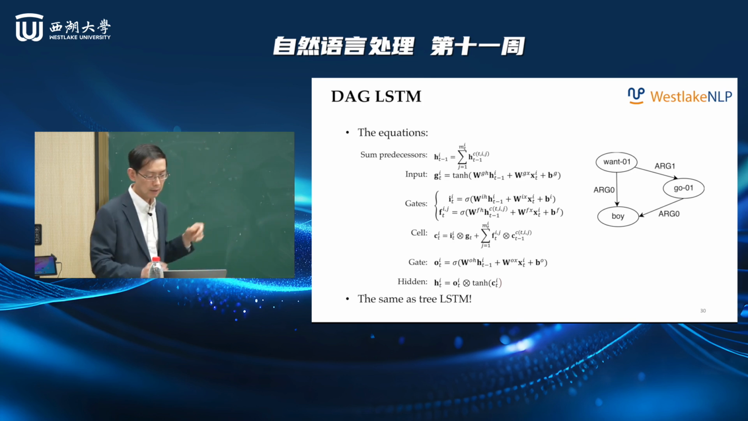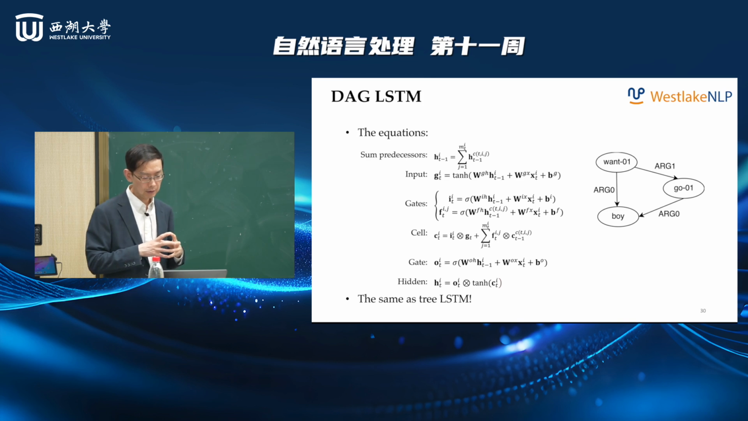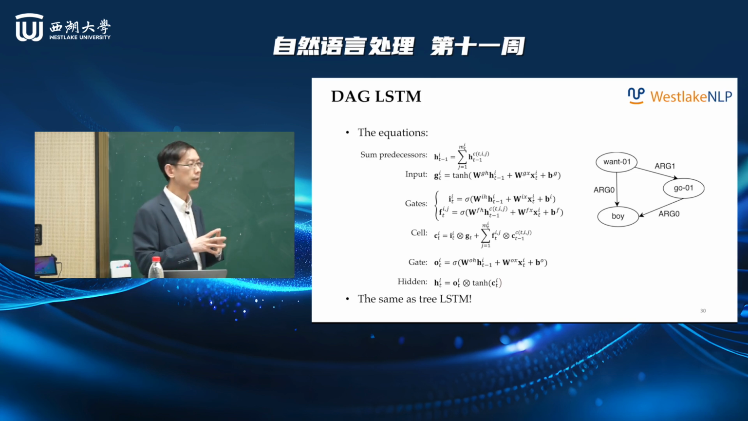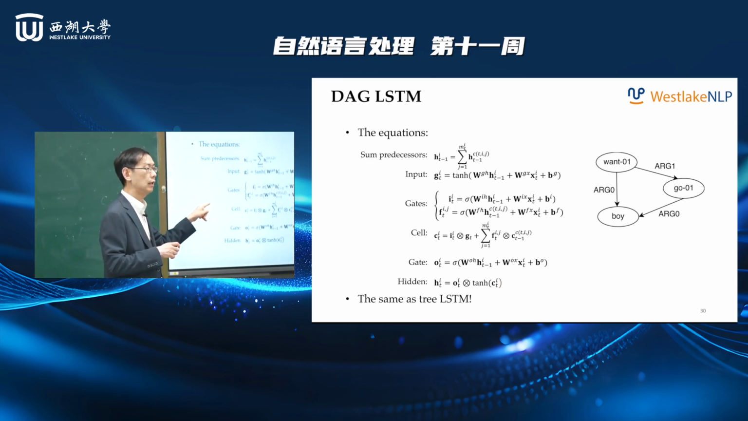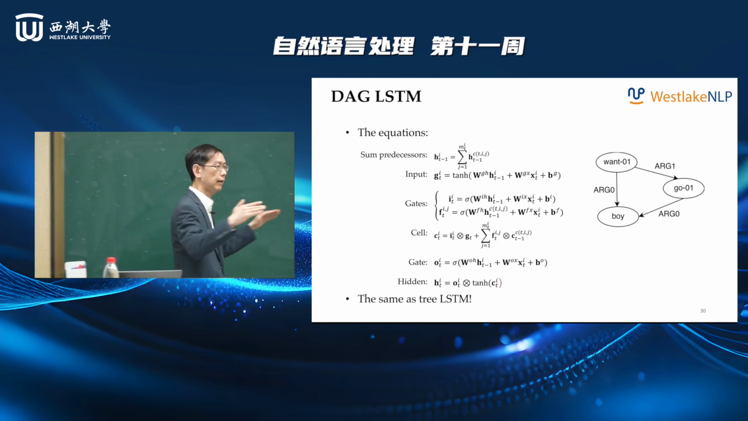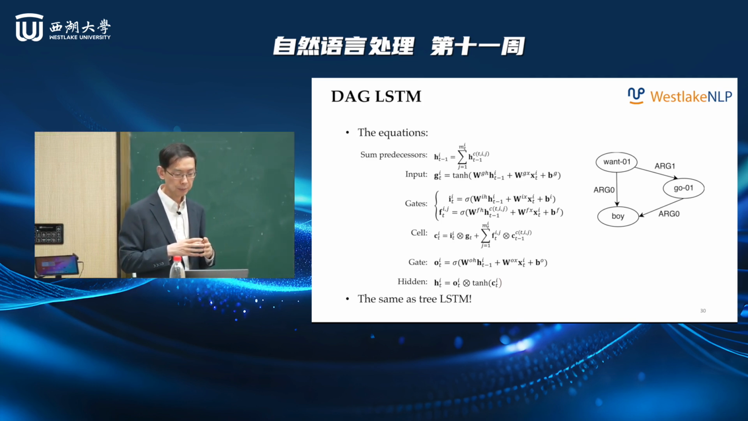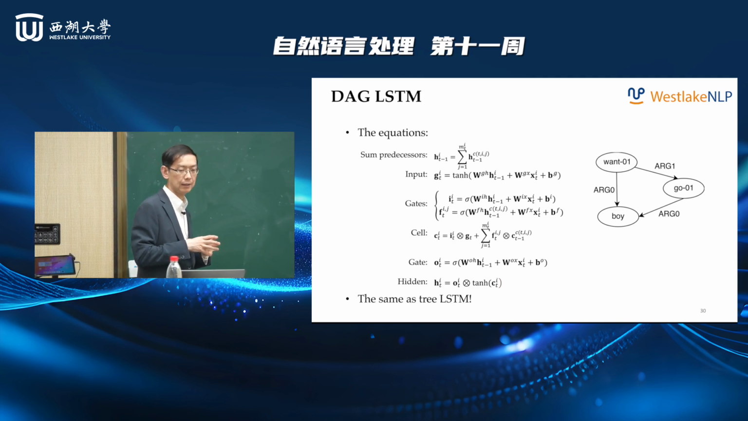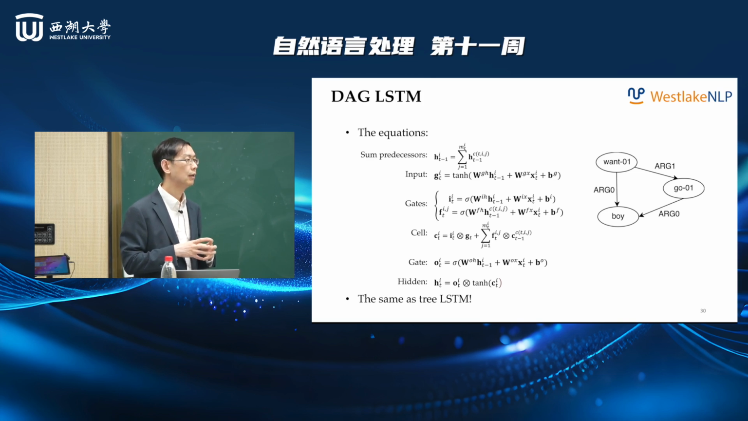Okay? Then how do I aggregate subnode information into the current node cell? Look at the 5th equation. The current cell is equal to the input gate times the input representation plus the aggregated cells, each having its own forget gate. I can do that, right? Because every node can have multiple children. I just sum them up. And then the output gate and the hidden computation is exactly the same as tree LSTM. That is the DAG LSTM.